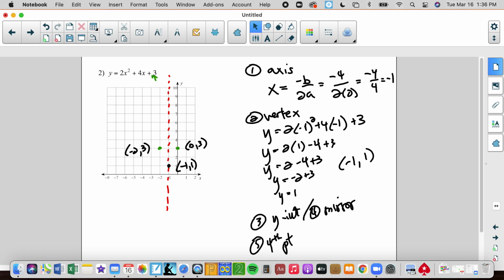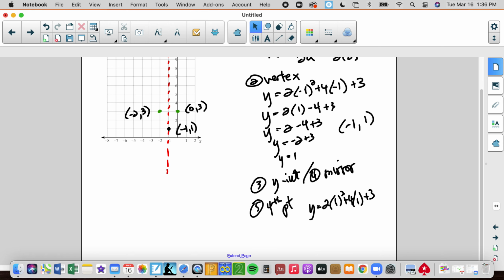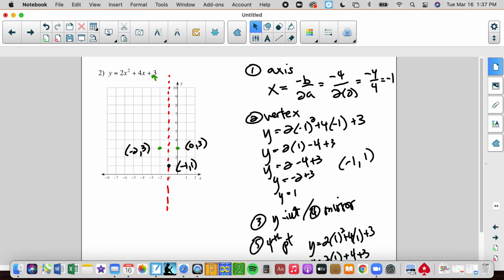So I'm going to plug in a different x value. Well, I haven't used 1 yet, so let's use 1. So if we plug in 1, we get y equals 2 times 1 squared plus 4 times 1 plus 3. 1 squared is 1. 2 times 1 is 2, plus 4 plus 3 is 6 plus 3, or 9. So when I plug in 1, I get 9. Let's find that point. 1, 9 is right here.